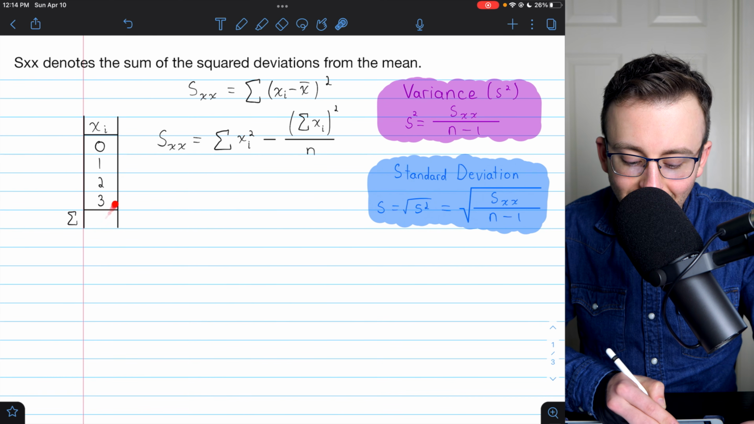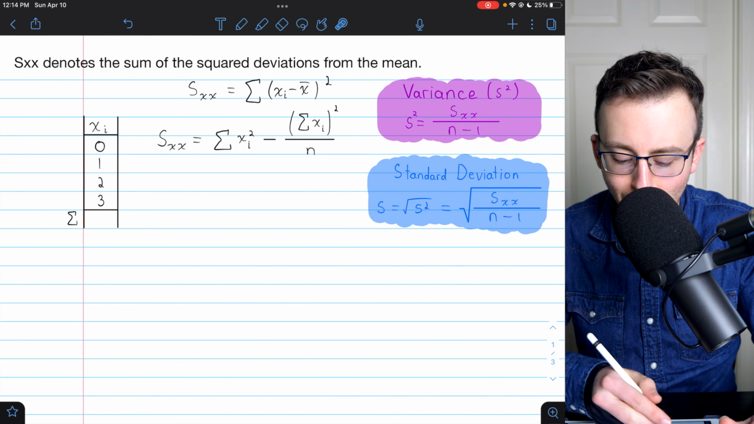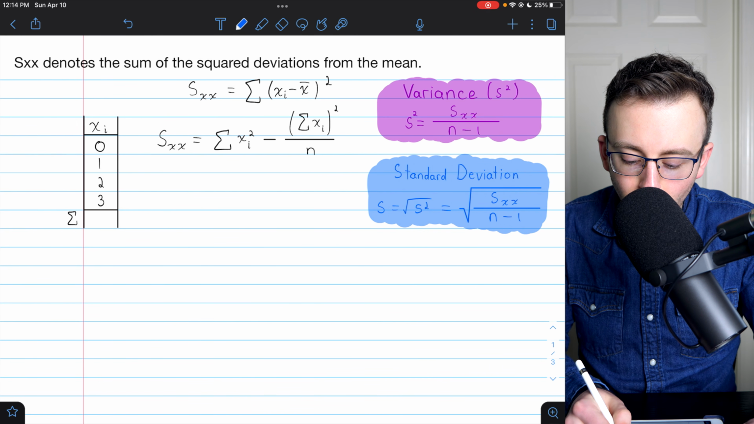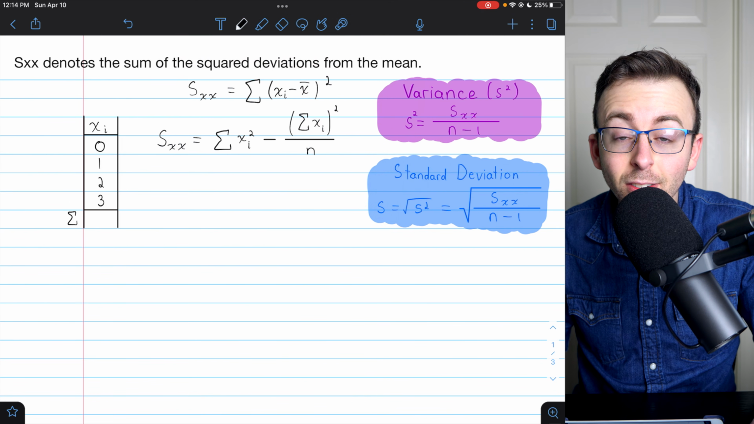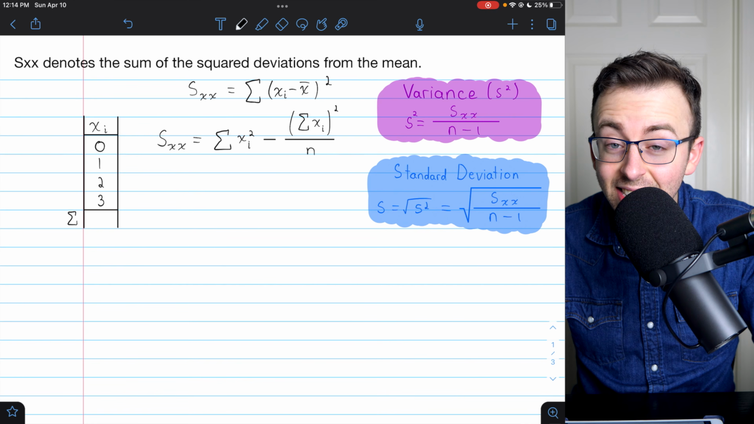Here is our data set. We've just got 4 data points, so we can go through a pretty quick example. 0, 1, 2, and 3. Now, in order to calculate SXX, what do we need? Well, the first thing we definitely need is the mean of the data set.